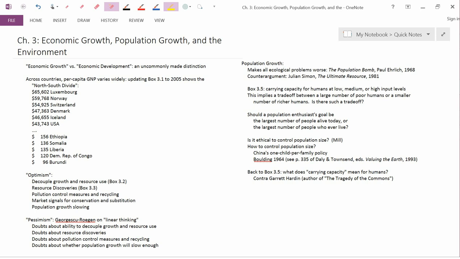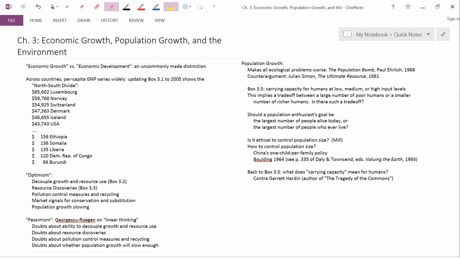Now, one can ask if economic growth or economic development is occurring, where is it occurring? And one of the reasons that's an interesting question is because there's a wide variety of income levels among different countries of the world. Box 3.1 discusses that. Here, I use some updated figures from the year 2005 to show what's called a north-south divide. The richest countries in the world are often located in the quote-unquote global north, North America, the USA and Canada, Europe, and poorer countries are often located in what's called the global south, Latin America, Africa.